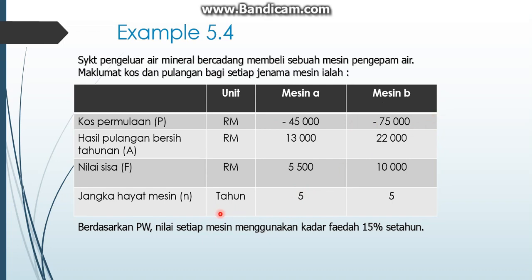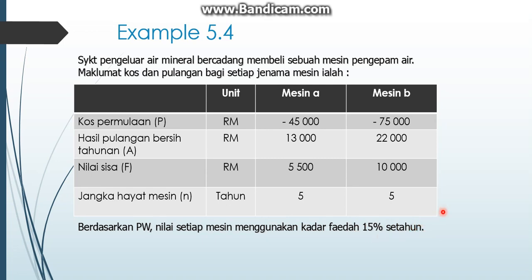We calculate based on the PW. PW is the present worth. If the present worth value is higher, it indicates the machine is more worth than the lower value. Before we calculate, there are a few values that we need for this calculation. First is P, the present value, A, the annual cost, F, the future cost, and N, the period, or so-called the number of years. And last but not least is the 15% interest rate per year.